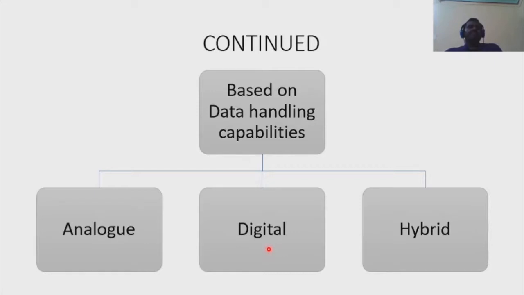An analog computer is one which accepts continuous data, so there is no breakage in the data. It accepts data in the form of continuous signals, such as continuous monitoring of pressure and temperature. Such computers we call analog computers.